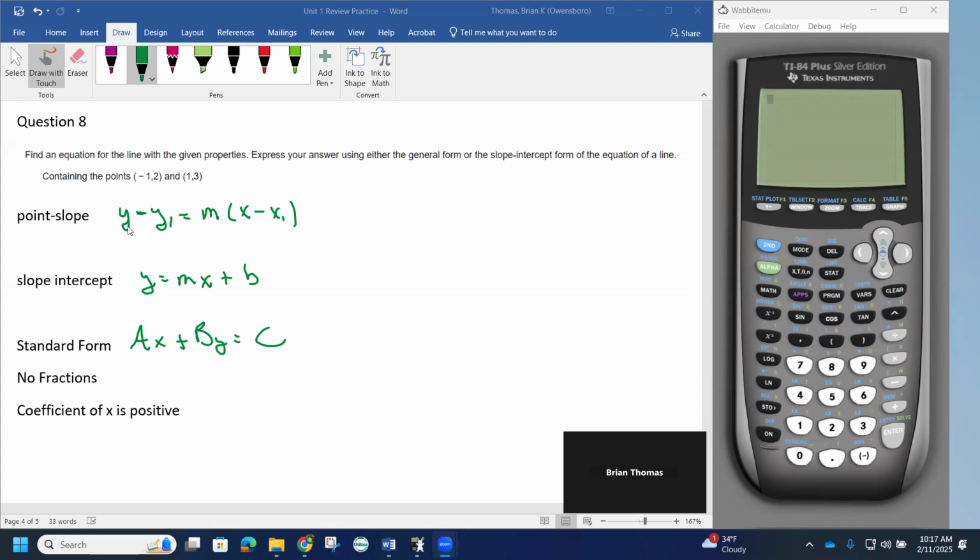Now point-slope form is defined by y minus y1 equals m times x minus x1, where m stands for the slope and (x1, y1) represents an ordered pair, or a point. So to do point-slope form, we need to know the slope and 1 point on the line.